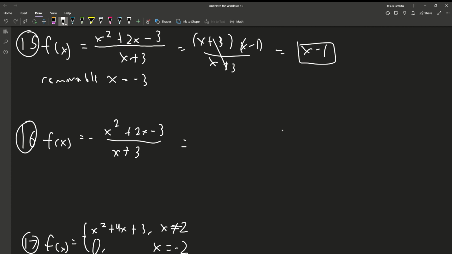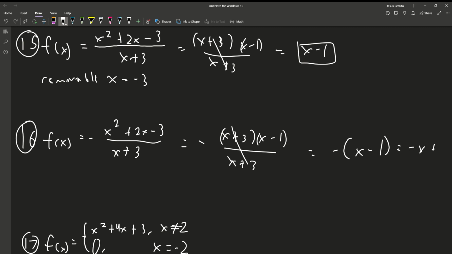So right here, you can factor again, which would be like this, x minus 1, like that, negative x minus 1. Right, you can't do anything more. This is a hole again, so it would be a removable discontinuity at x is equal to -3.